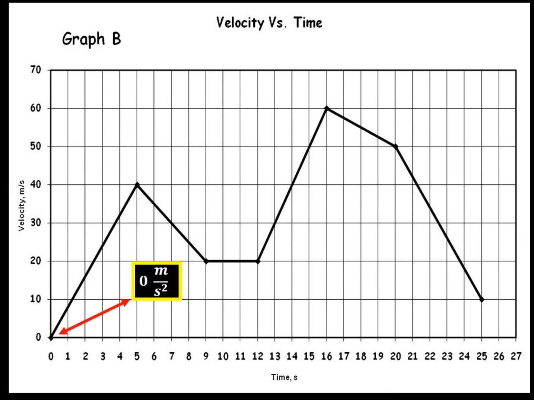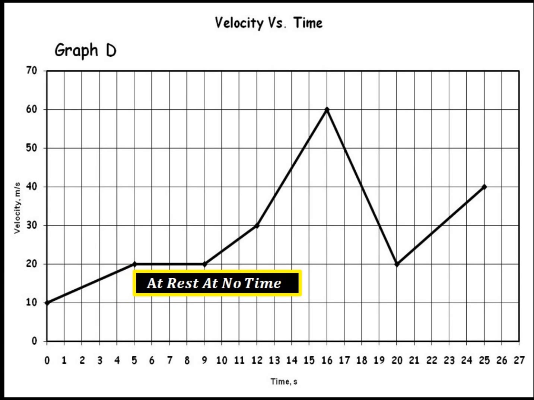Well, in the first case, in graph B, we can see that it's obviously at 0 meters per second squared. It's not moving because it's 0, so it's stopped. There's no velocity at all at that point, 0. And then it's at rest for no time for graph D.